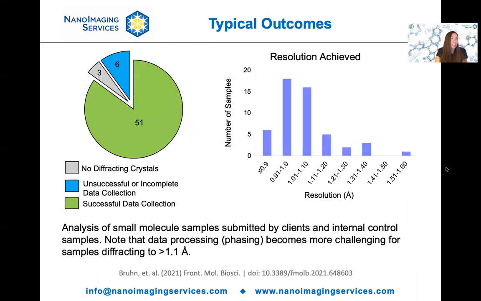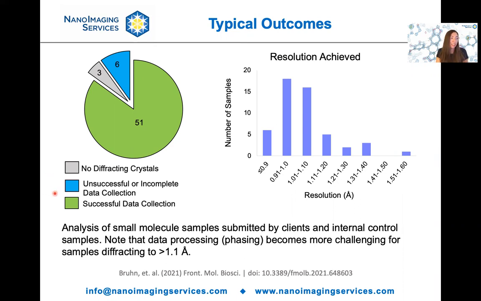Here's a look at the typical outcomes. Of the first 60 compounds that we looked at, for 3 that were submitted to us, we were never able to find crystals. This was before we started asking clients to do powder diffraction before sending us samples.